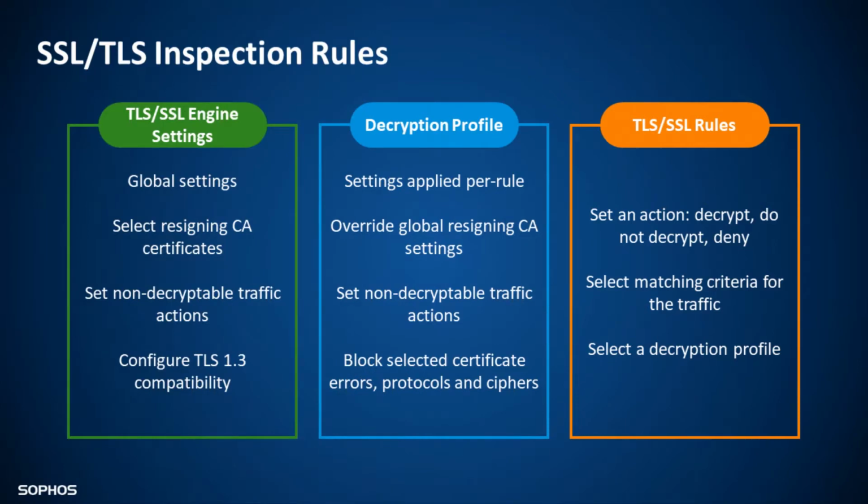In summary, configuring TLS inspection rules is done in 3 stages. Configure the global TLS inspection engine settings, customize the decryption profiles to meet your requirements, and create the TLS rules to decrypt the traffic. Remember, for web traffic on ports 80 and 443, the web proxy needs to be disabled in the firewall rule for the new DPI engine and TLS inspection rules to be used.